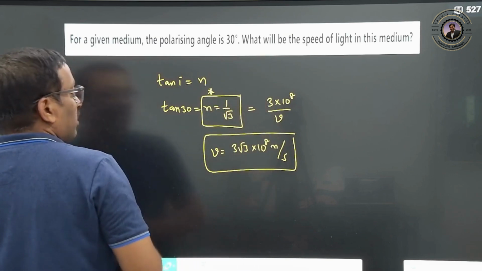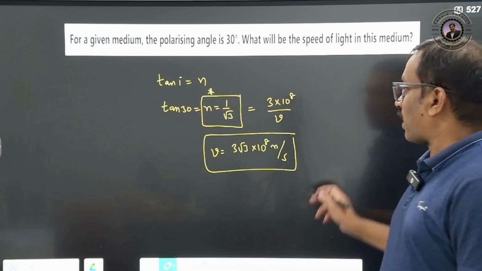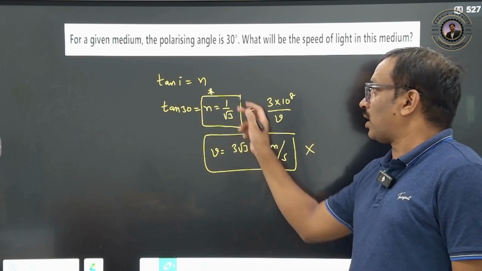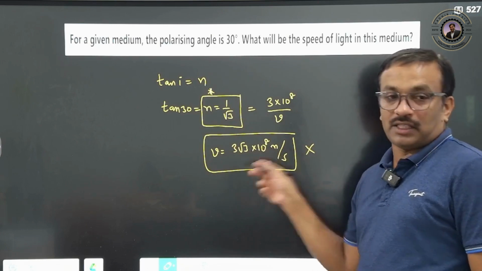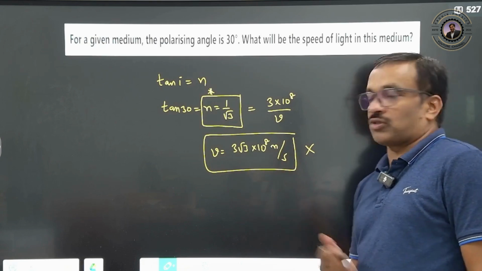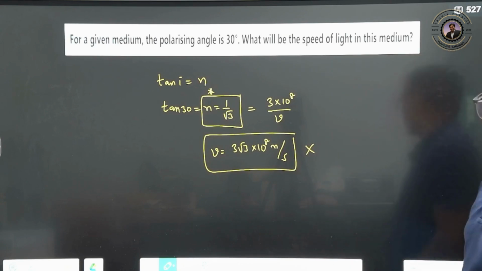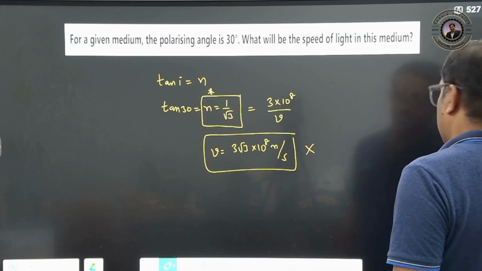Okay, so that means you can actually check it here. So this is practically not possible now. Why? Because this refractive index is less than 1. Therefore the speed of the light is becoming more than 3 into 10 to the power of 8. So practically this question is not possible, right? But the question is given, so just you can check it. Clear? Now we'll go for one more question.